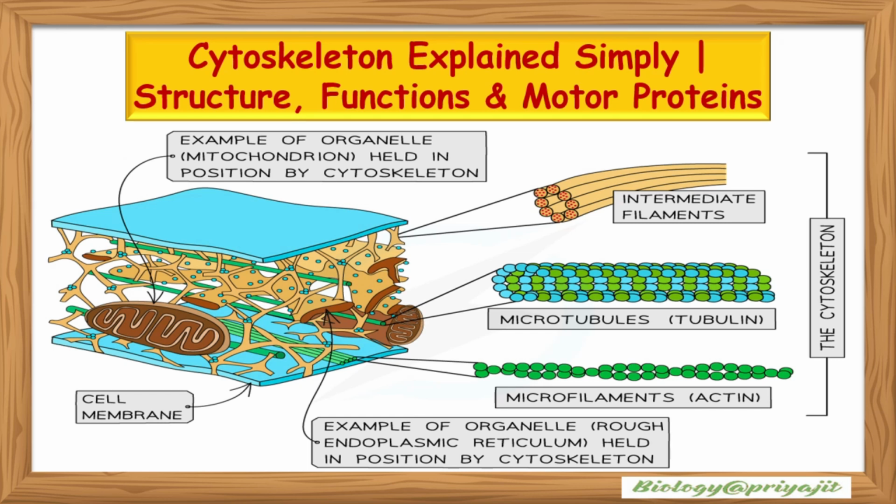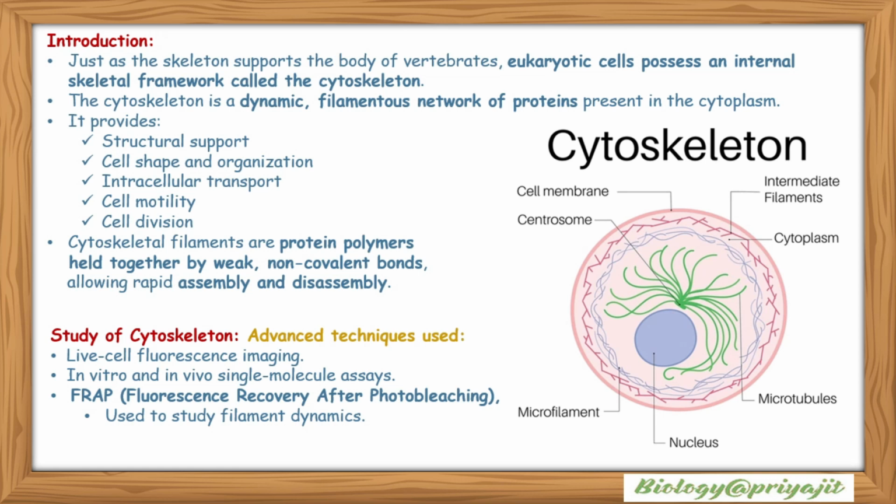Let's break it down simply and understand how this microscopic framework keeps the cell alive and active. Introduction. Just as the skeleton supports the body of vertebrates, eukaryotic cells possess an internal skeletal framework called the cytoskeleton. The cytoskeleton is a dynamic filamentous network of proteins present in the cytoplasm.